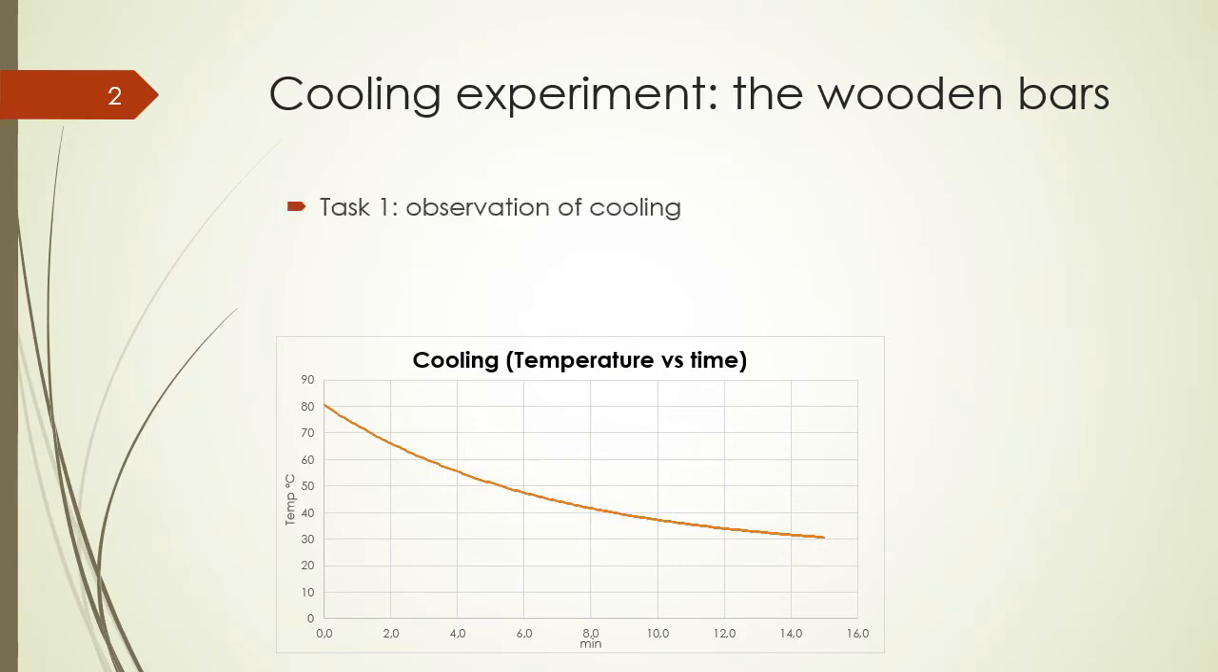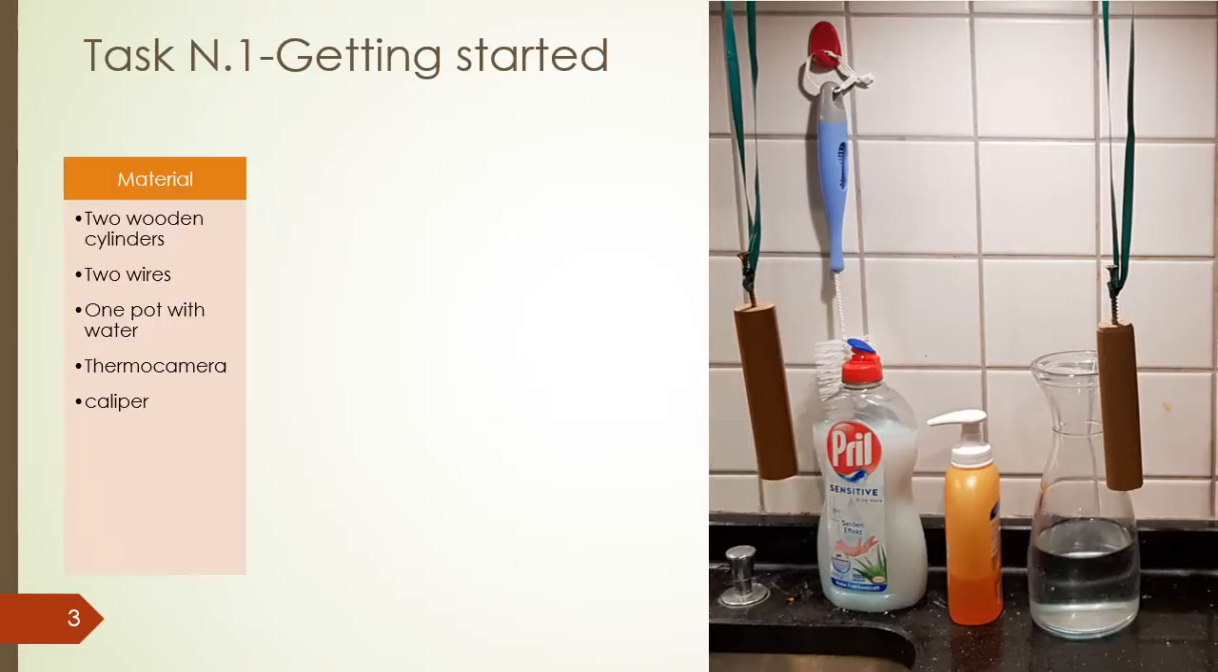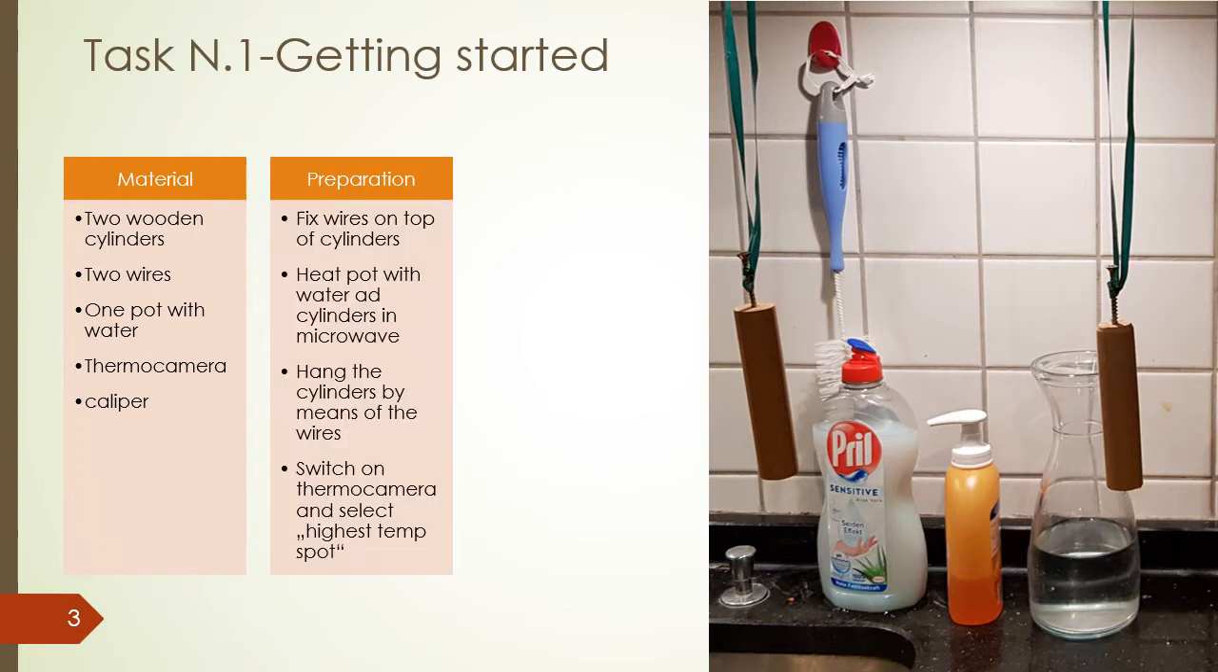Okay, we'll see the experiment of cooling first, then we get the physical law, and we compare the experiment we have done with a different example, with a different object, to check if the physical law is always the same. We need the material: two wooden cylinders, two wires, one pot with water, a thermocamera, the most important instrument, and the caliper.